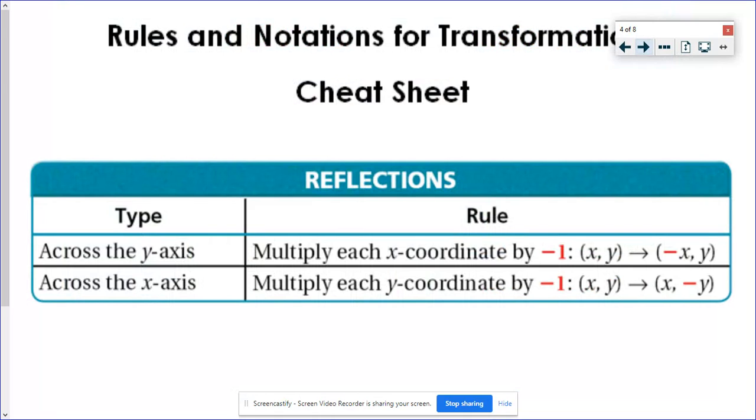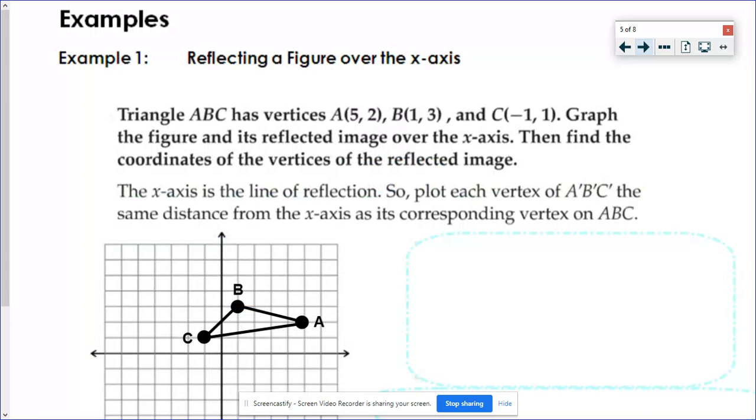This is on your Hurt Your Eyes pink sheet. This is just what we just said. If you reflect over the y-axis, you're going to multiply the x number by -1. If you reflect over the x-axis, you're going to multiply the y number by -1.